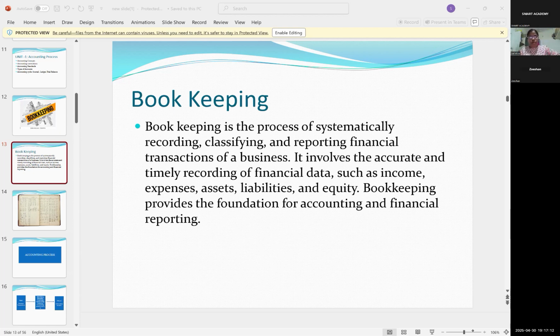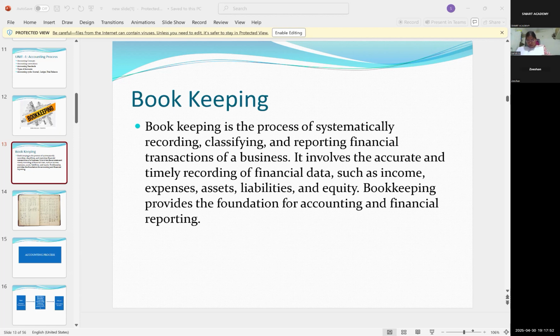Now you see the slide. Bookkeeping is the process of systematically recording. In bookkeeping, you are writing all the transactions in a systematic way, systematically recording, classifying. Classifying means suppose if you purchase stationery, you write it up. If you purchased books, you write in the middle. If you purchase anything, erasers, or any Xerox kind of things, A4 size bundles, you write here.